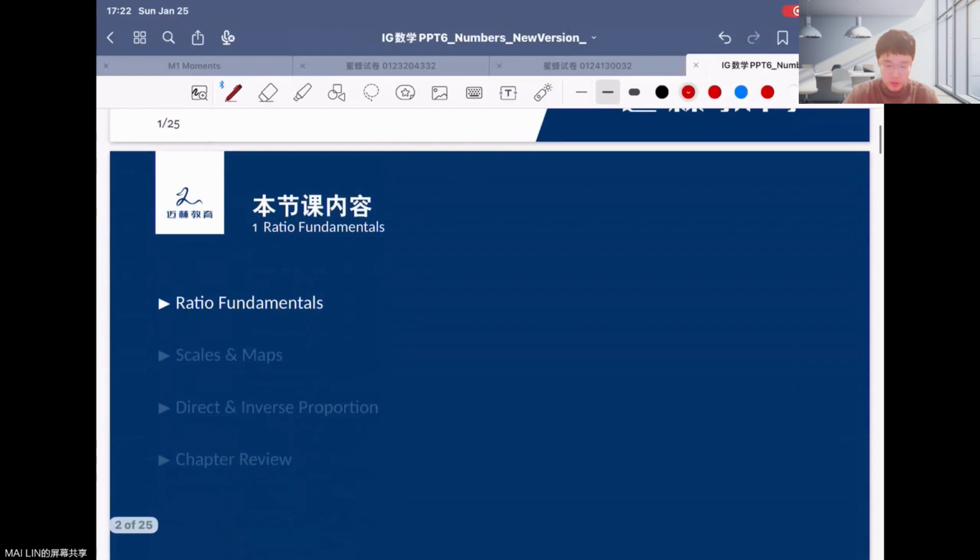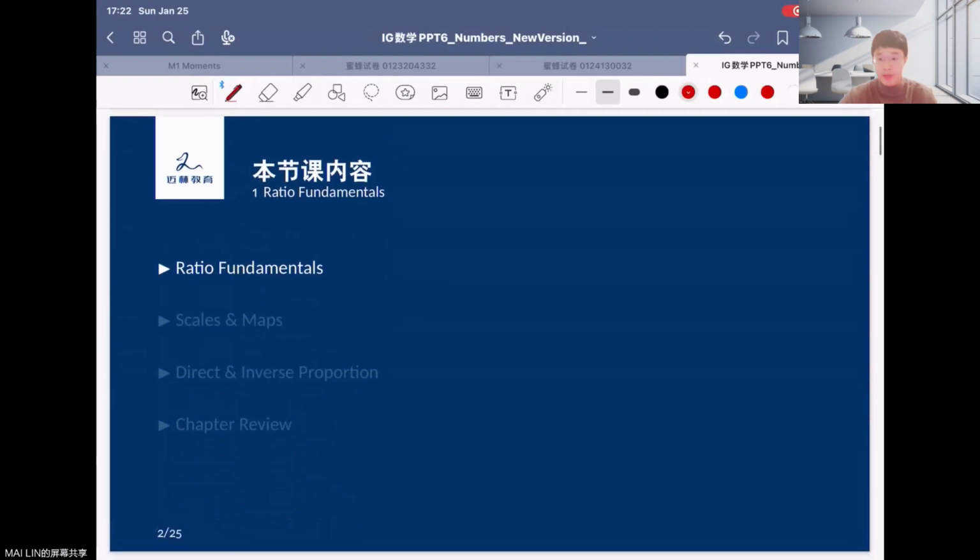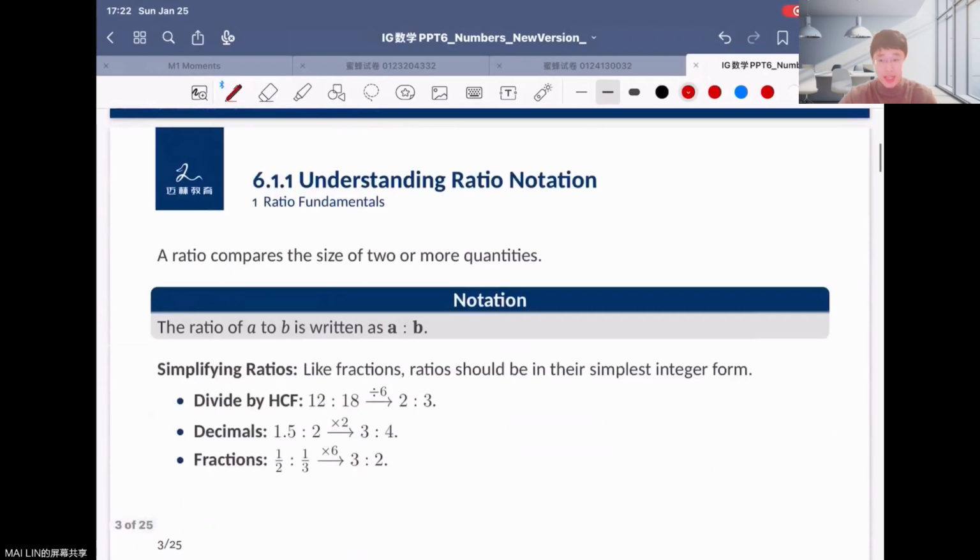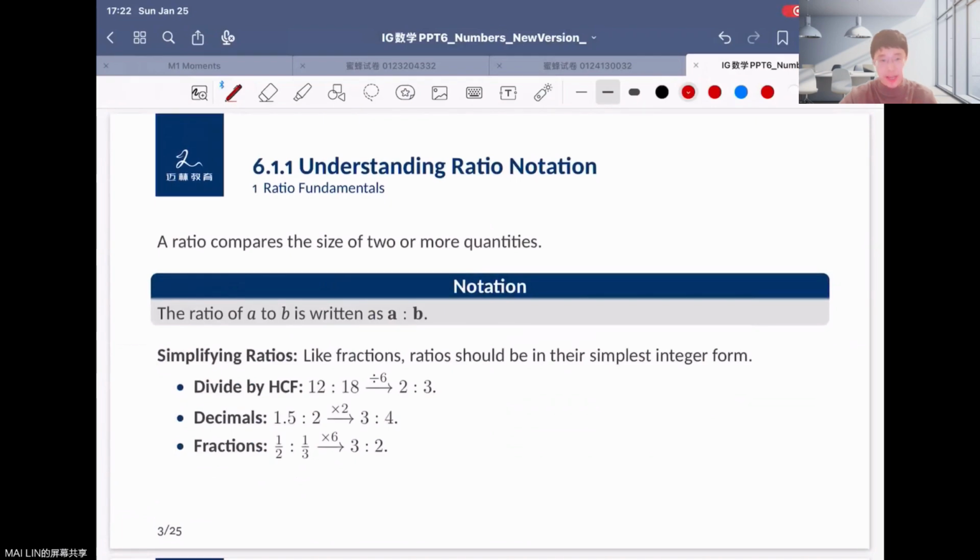Okay, so what is ratio? I think ratio is not very difficult because in our daily life we have met it a lot of times. For ratios we can set A over B, or you can also write the ratio of A to B as A versus B. We can also transfer it into fractions, like 12 versus 18, which we can write as 12 over 18.